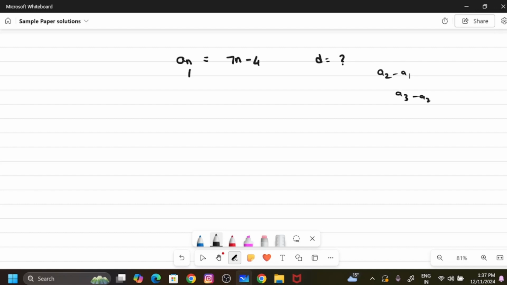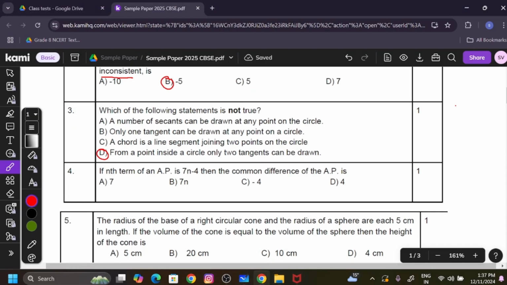By substituting n is equal to 1, we can get the value of A1. A1 will be 7 into 1, 7 minus 4, which is 3. By substituting n is equal to 2, we get A2, which is 7 into 2 minus 4, which is 14 minus 4, which is 10. So the common difference D is A2 minus A1, which is 10 minus 3, that is equal to 7. So our answer is option A, 7.